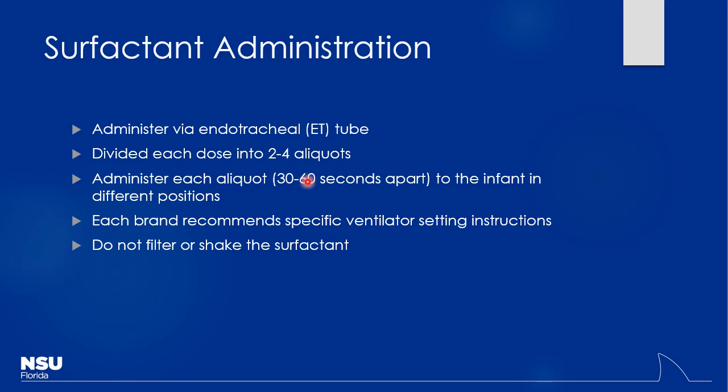But basically, an aliquot is a small portion. So if my total volume is, say, 5 mL, and I took a 1 mL portion of that, that would be a 1 mL aliquot. By dividing it up, you usually give each one about a minute or so apart. You position the infant in different spots so that the surfactant preferentially goes into different sections of the lung.